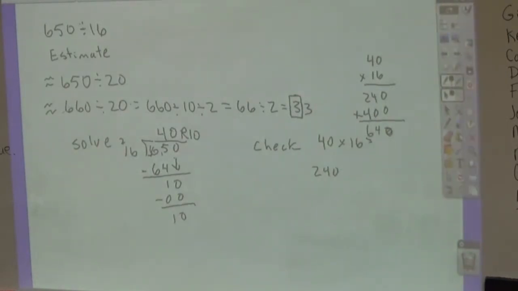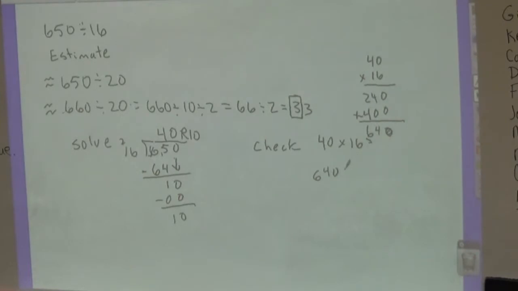Oh, that's what happens now. Absolutely. Yes, Justin. Thanks, Justin. 640. Now we add to that the 10. Now that should be easy enough. 640 plus 10 is 650. There is the dividend. That's called the dividend. That's the whole that we're making groups of 16 from. The next problem is 740 divided by 32.